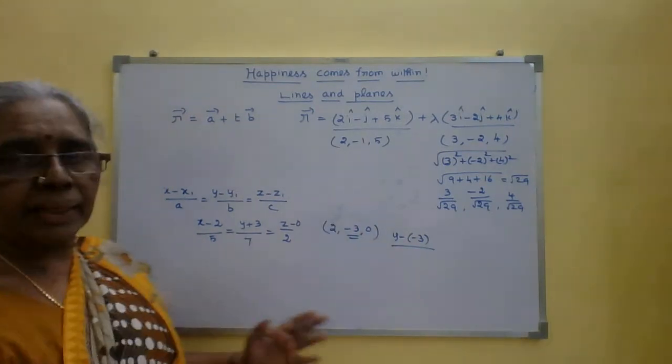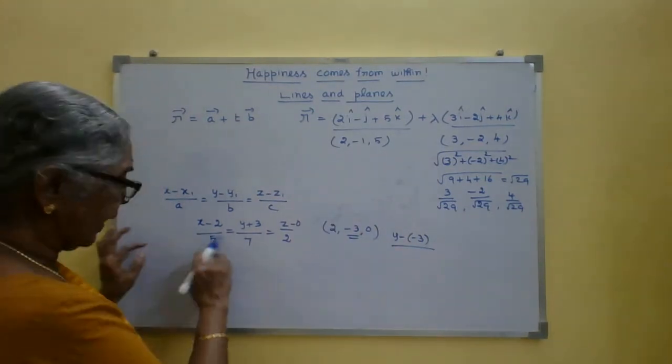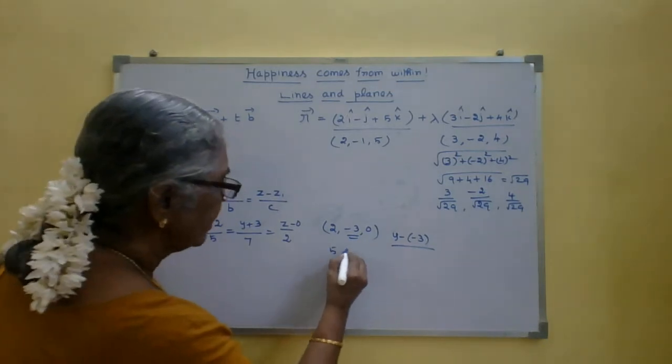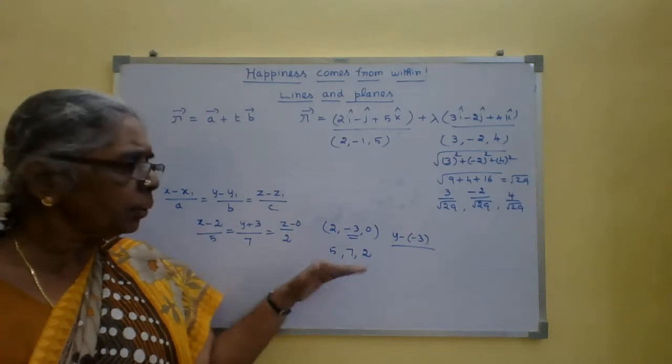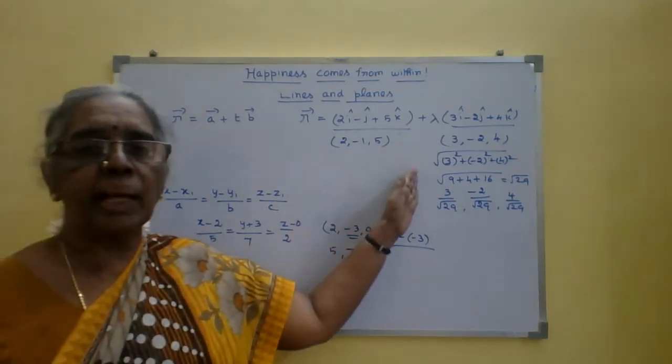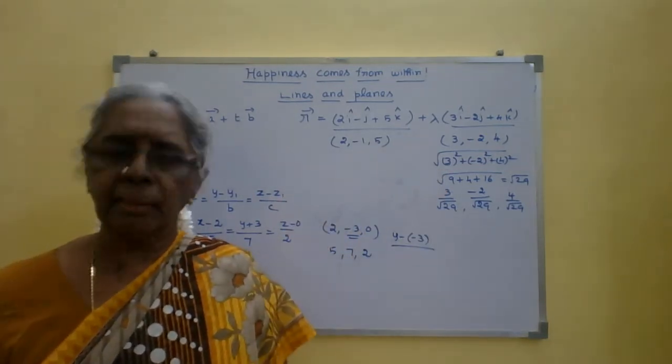Then what are the direction ratios here? The direction ratios are 5, 7 and 2. This is the direction ratio. Once you know the direction ratio, in the same way you can calculate the direction cosines.